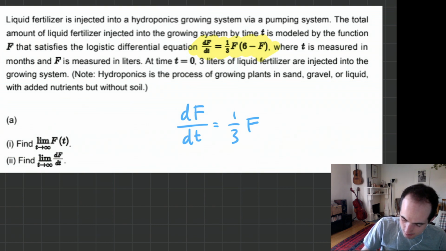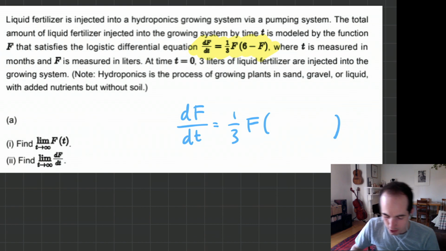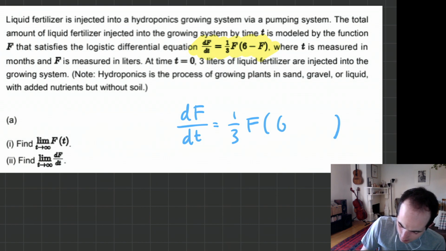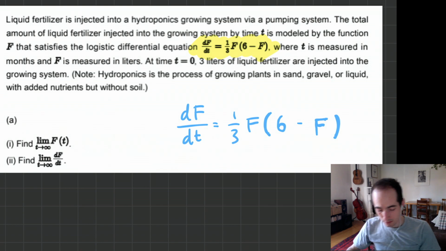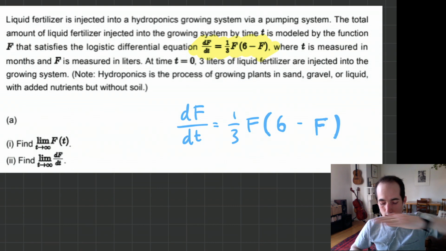But it is not that. It is a logistic equation. So it's not an exponential equation, it's a logistic equation. And the logistic equation says, as the output of the function gets closer to 6, the rate at which the function increases decreases. The function doesn't decrease, pardon me, the rate at which it increases decreases. So it starts to peter off.